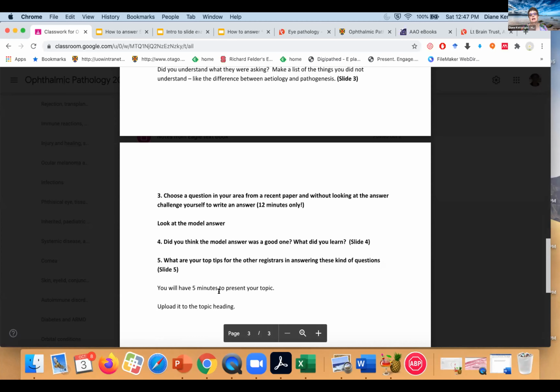That's the last thing. And I'm going to get you to talk about it for 5 minutes when we cover that topic over the next couple of sessions. So it's a kind of meta-analysis of what you need to do. What are the tasks asked? What are the topics asked? If you answer these kind of questions, what's a good way and bad way to go about it? And what tips can you give the other registrars?